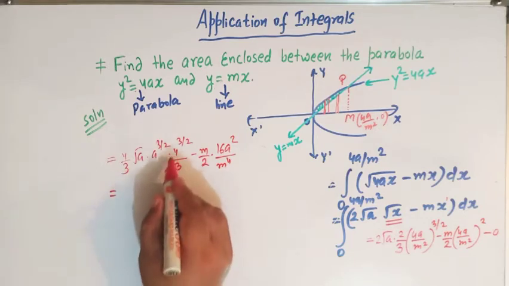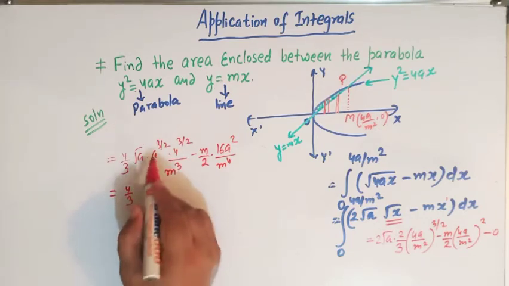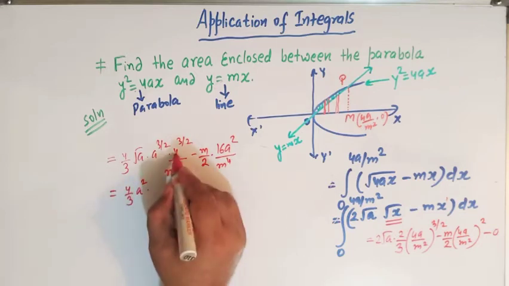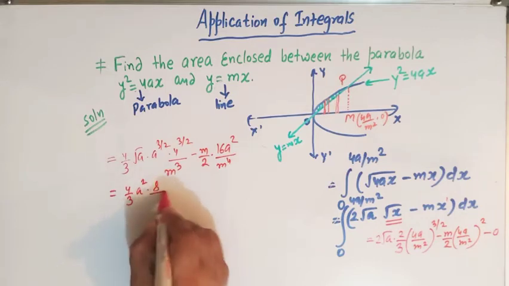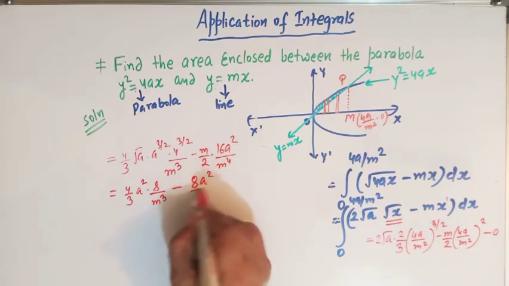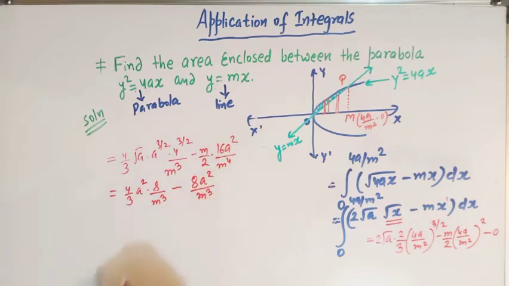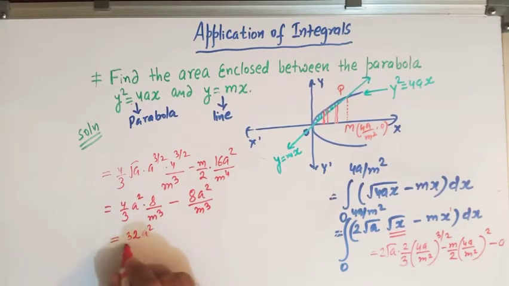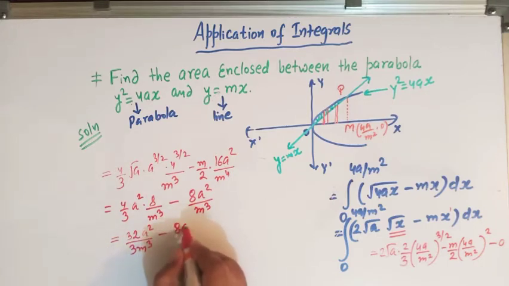Now this is 4 by 3, this is a raised to half plus 3 by 2, so this is a square, and here we have 2 square, so square square cancel, we have 8 here divided by m cube minus this is 8a square by m cube, right? So this is 4 8s are 32a square divided by 3m cube, right? Minus 8a square divided by m cube.